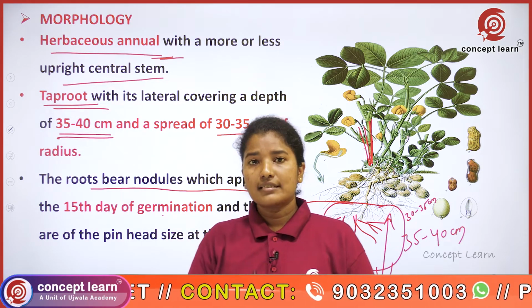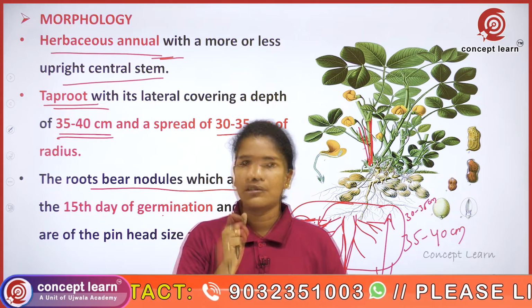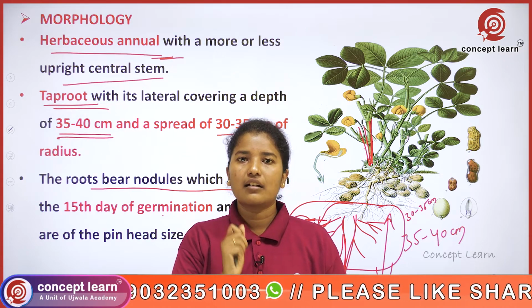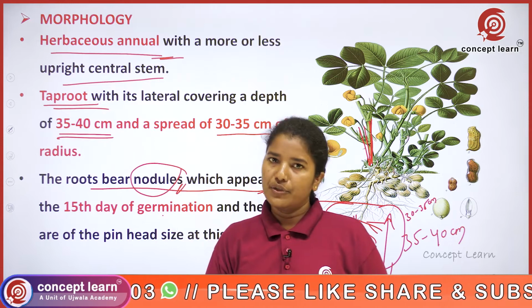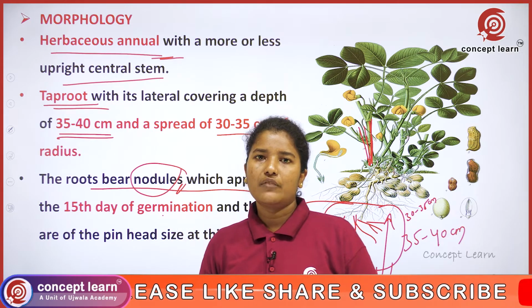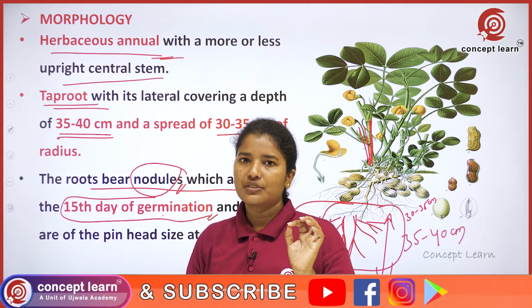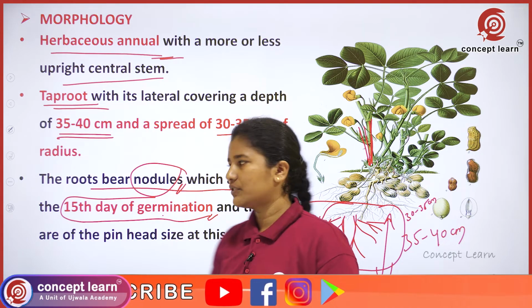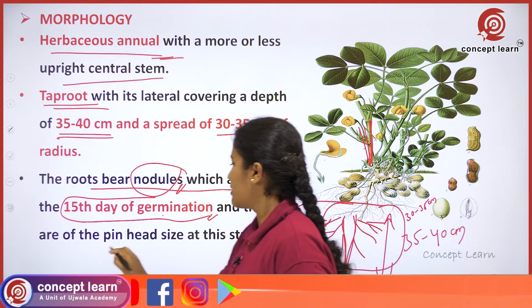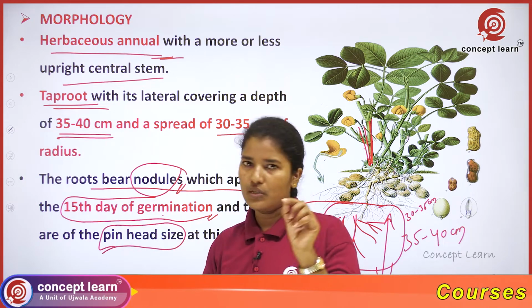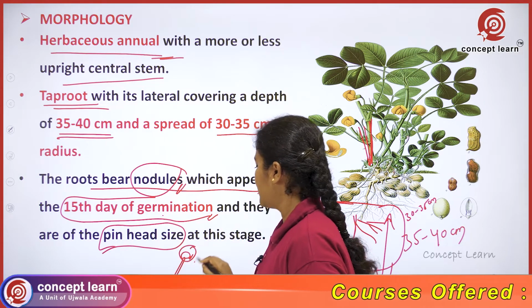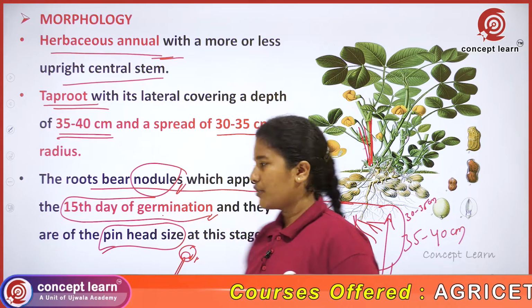For this they have some special structures or special organs in the plant, called nodules. We can see them after the 15th day of germination. We can see some small nodular structures, useful for atmospheric nitrogen fixation, which are pinhead size. This will be the size of these nodules present on the roots.